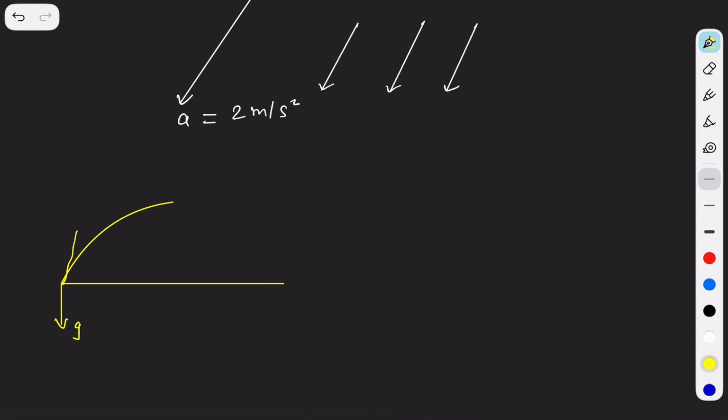It has been projected with a certain velocity, let's say v naught. The gravity is continuously acting in this direction, and because of this gravity the particle is getting a downward velocity, a downward movement, and of course because of the horizontal component, it is moving in the horizontal direction. So this kind of a curve it is going to take. I hope you're getting my point.